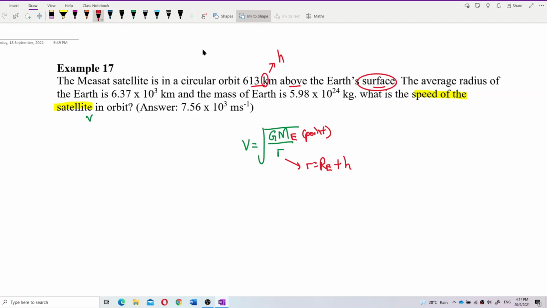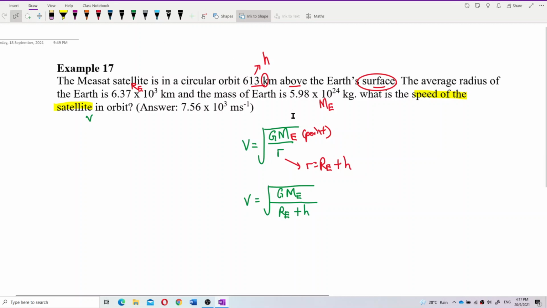And also this is kilometer, so it is not an SI unit. You need to change it. This is the h. And then this is the radius of Earth given, and this is the mass of Earth. So I think you can do this question already. V is equal to the square root of G times the mass of Earth divided by the radius of Earth plus h. So let's substitute all the values.